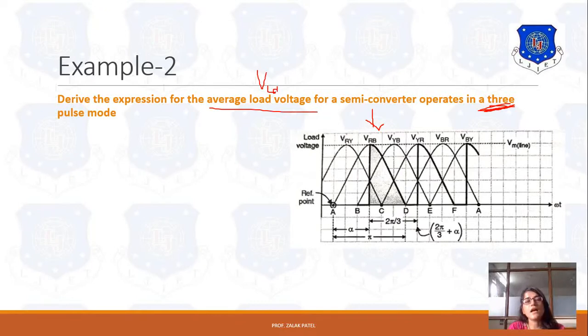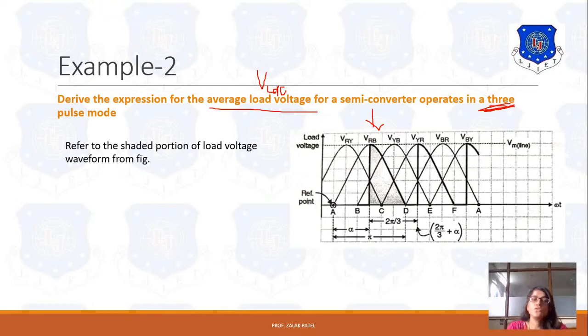If it is asked that the RMS voltage should be calculated, then what we have to do is simply take the square of the given voltage and then take the square root, so V square raised to 1 by 2. So here for this given figure, means for this shaded portion, we have to calculate the 3-pulse mode VLDC, means average load voltage. So let's start.